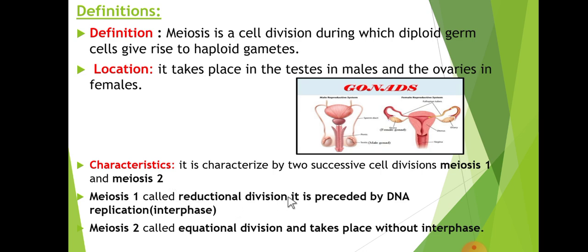Meiosis 1 is called reductional division. It's called reduction, so the number of chromosomes is reduced by half. We start with a cell containing 46 chromosomes, and it ends up with 2 cells, each containing 23 chromosomes. And meiosis 1 is preceded by DNA replication, which occurs in interphase. Interphase is a process where DNA is replicated, so the chromosome that is made up of 1 chromatid becomes a chromosome of 2 chromatids. So interphase precedes meiosis 1, while meiosis 2 is called equational division.